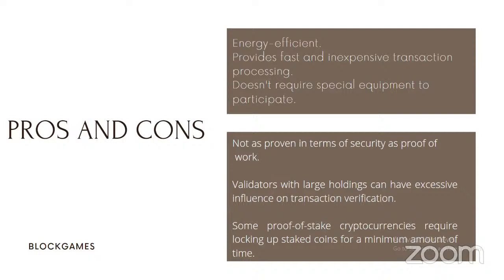A validator with large holdings can have excessive influence on transaction verification. What this means is, if I'm holding, let's say, 60 BTC, and I have a user that holds 2 BTC, when we have 10 transactions, there's a high probability that I would add all the transactions to the blockchain just because I hold a lot more coin than him.